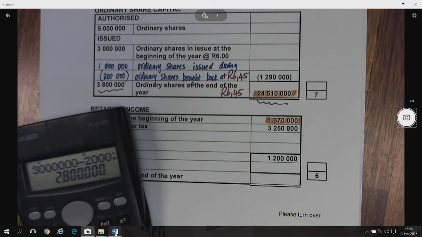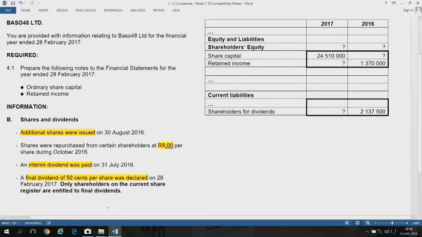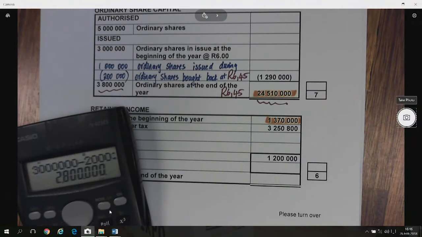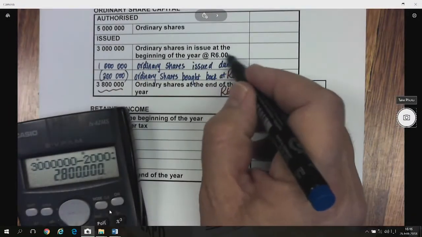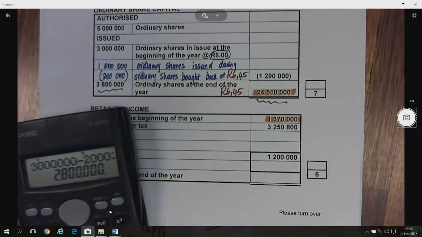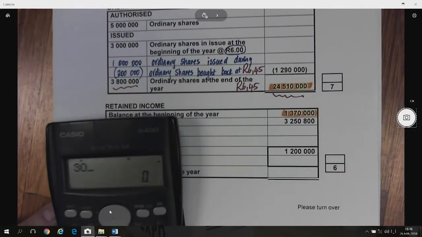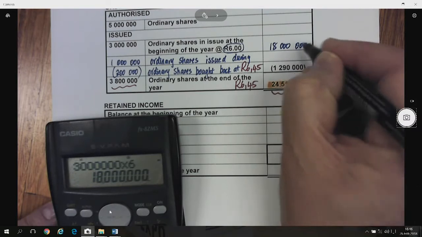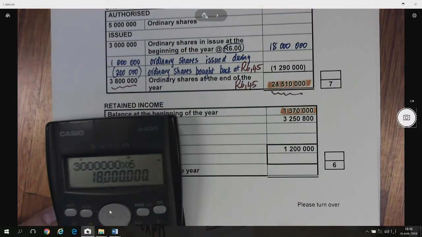I'm going back to the information quickly. Remember, there was nothing. They say additional shares were issued. Shares were repurchased at R9 per share, but luckily we've got the average price, so we go back there and we say, okay, we've got the R6 there. The R6 helps us a lot. So you say 3 million times R6 each gives you 18 million rand. Please don't skip one of the zeros because you cannot show 1,800,000. It's not going to work.